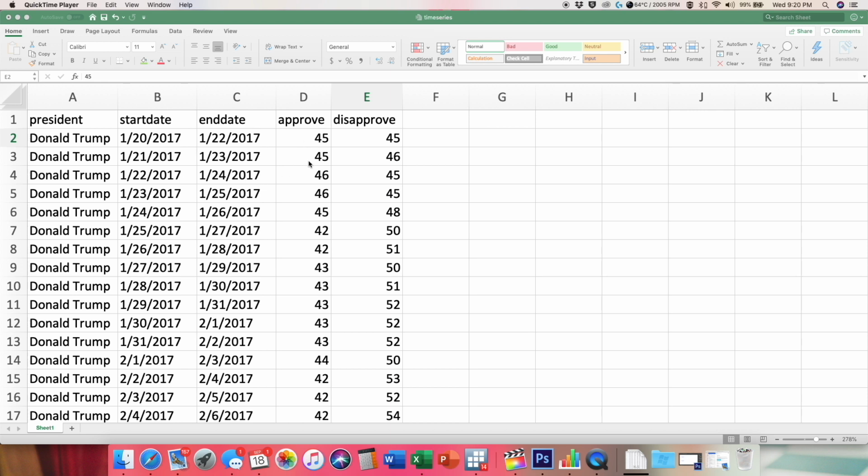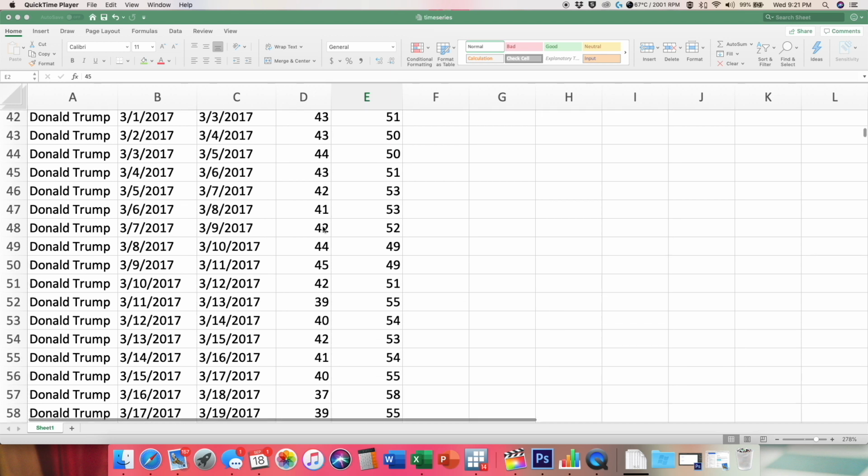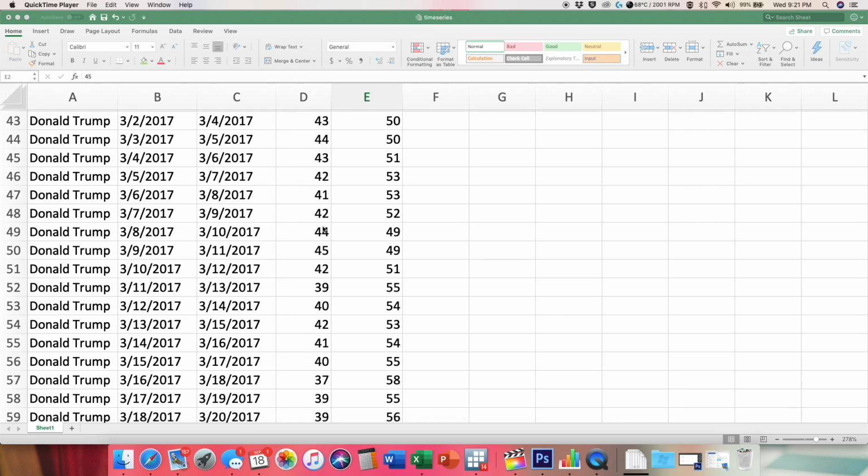So you can see here, on 1/20 to 1/22, Donald Trump had an approval rating of 45 and a disapproval rating of 45. The next day, basically on 1/21 to 1/23, he had an approval rating of 45 and 46. And these numbers are tracked all the way down through into 2018 in this particular time series data set.